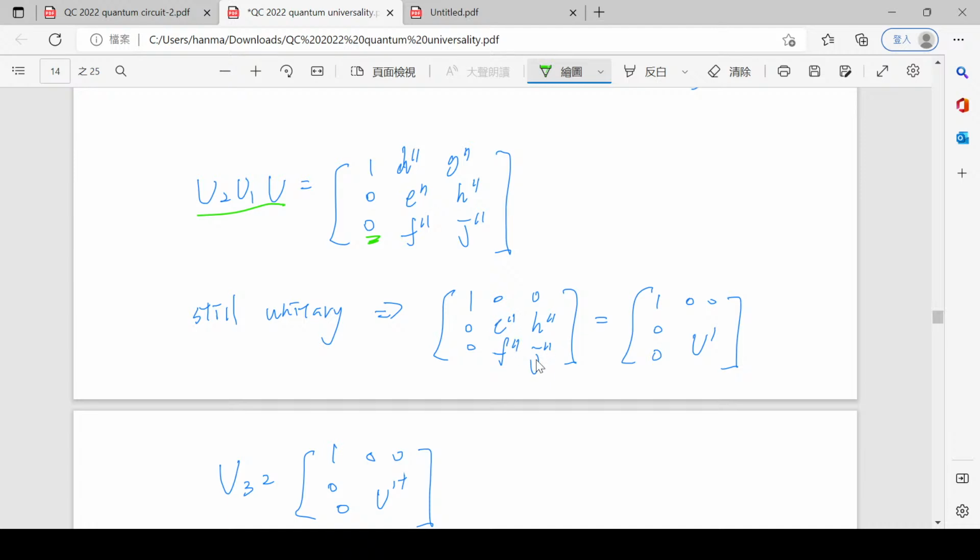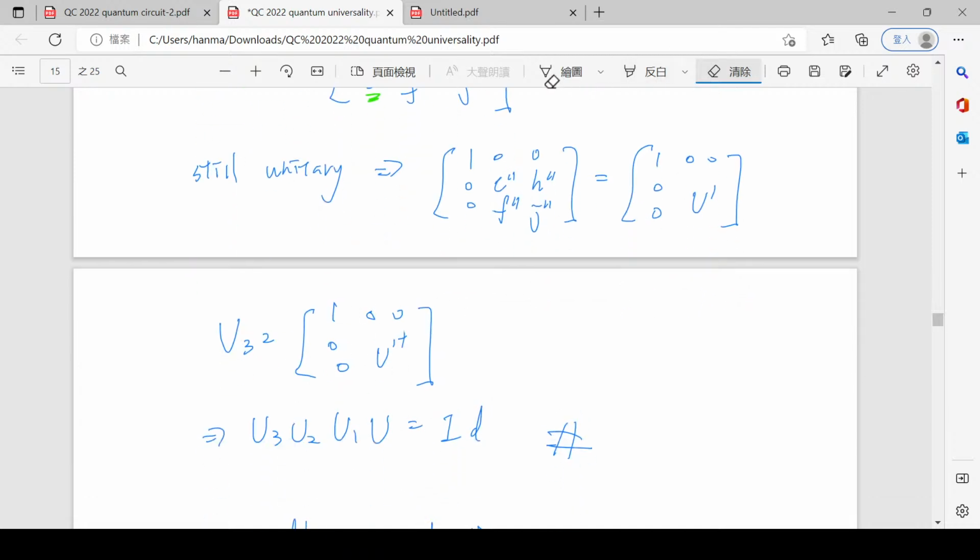By the property that this is unitary, this column and this column must also be normal to each other. So this 4x4 part is actually unitary, and so you can find the inverse of it, and this is also unitary.